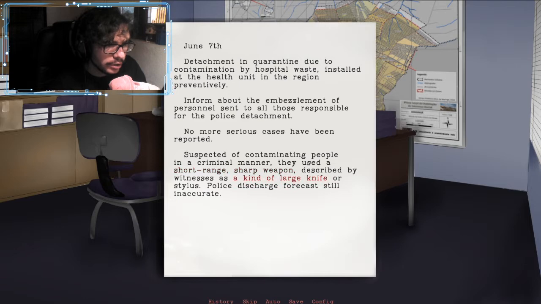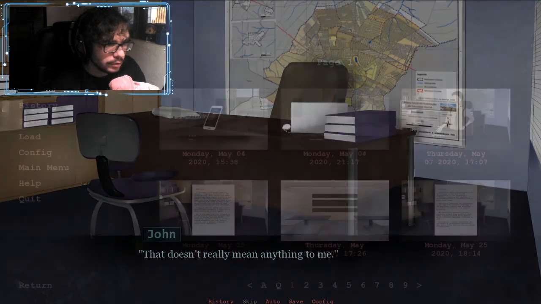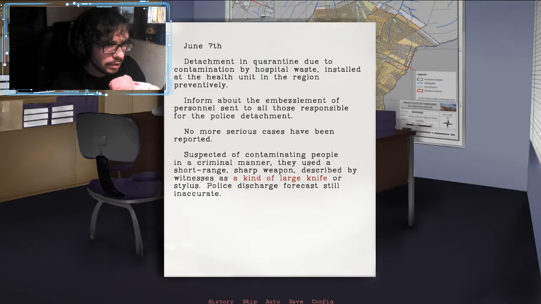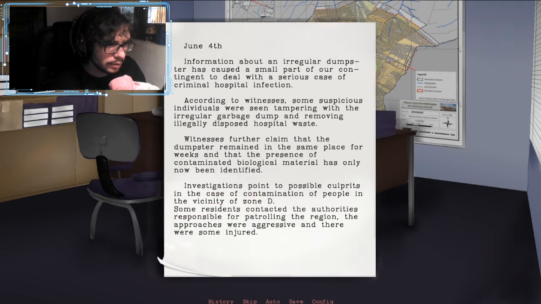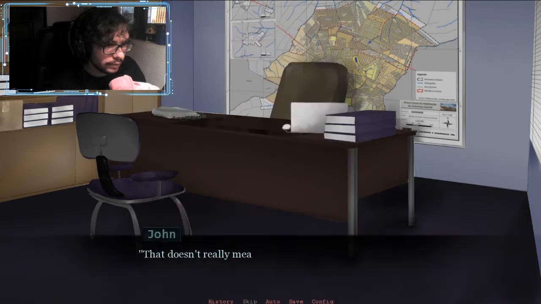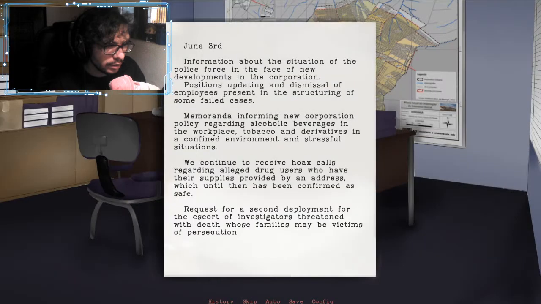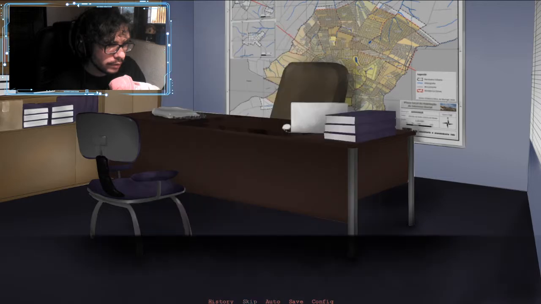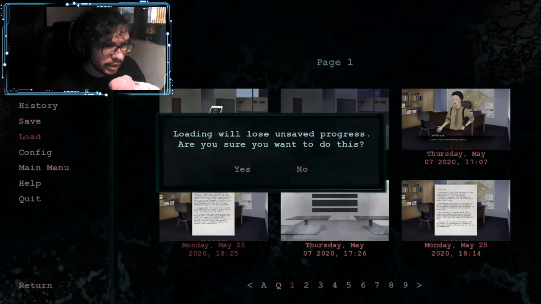I click 10 times on the large knife. One, 2, 3, 4, 5. Then I don't know. 1, 2, 3, 4, 5. Oh, okay, great. One, 2, 3, 4, 5. Nope, never mind. Okay, that doesn't do jack bananas either.